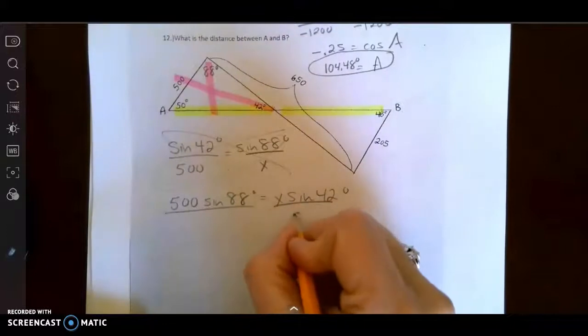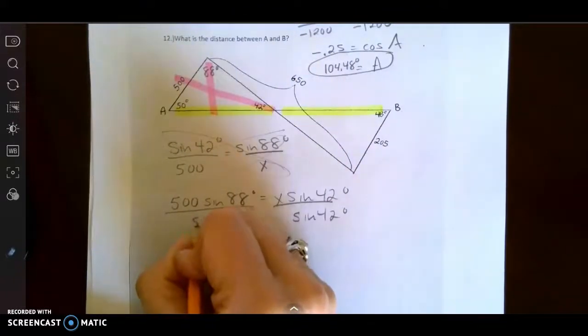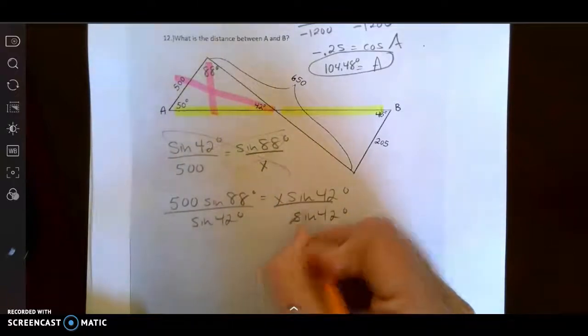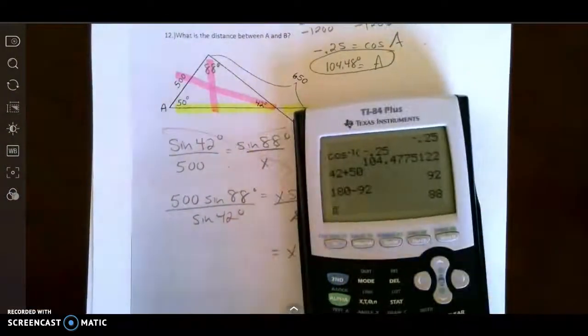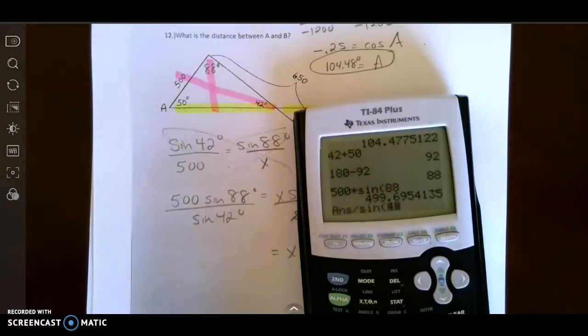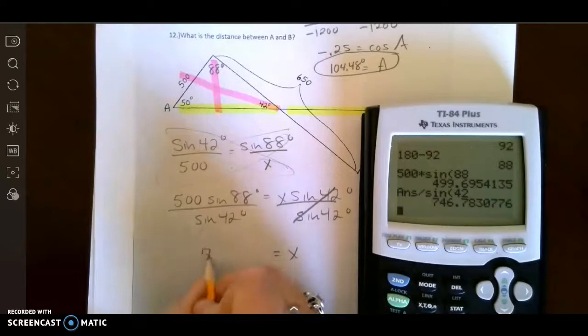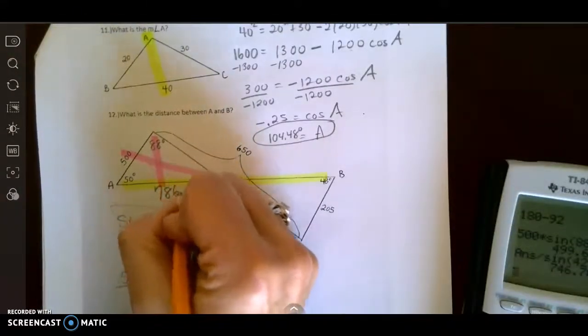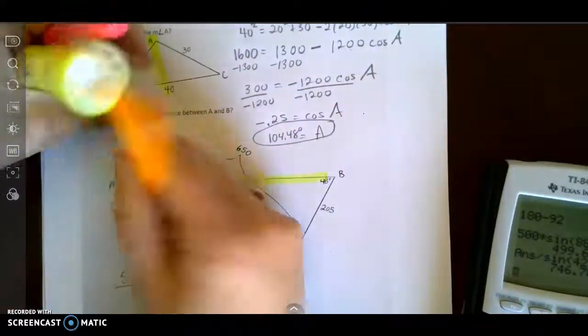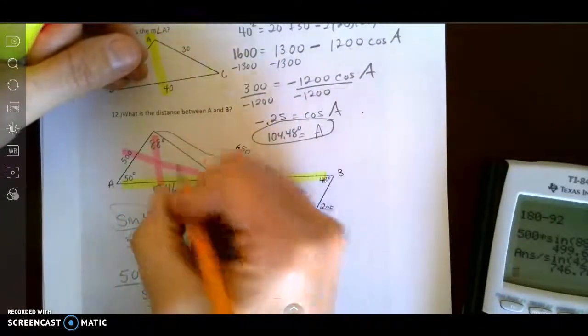Divide both sides by the sine of 42. And let's see what x equals. So I've got 500 times the sine of 88 divided by the sine of 42, 746.783. I know that this side is 746.783.